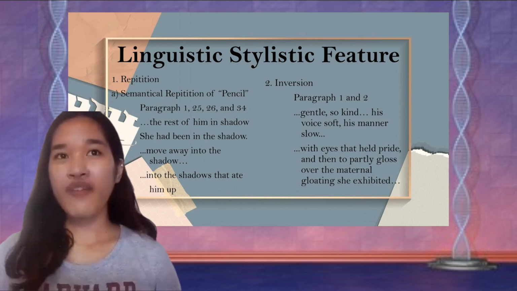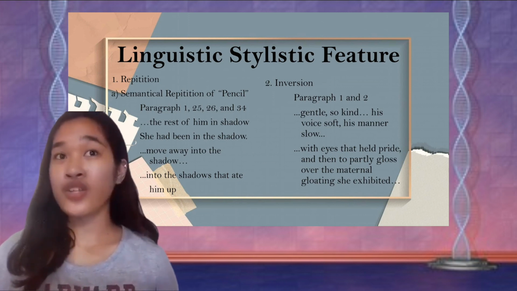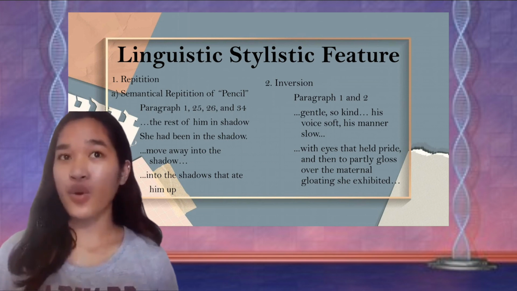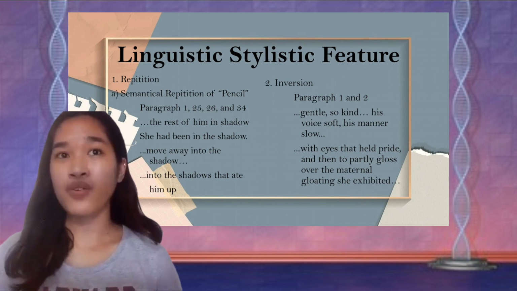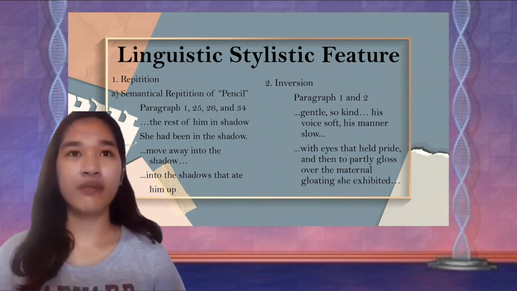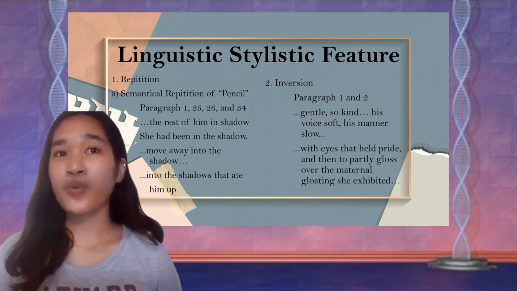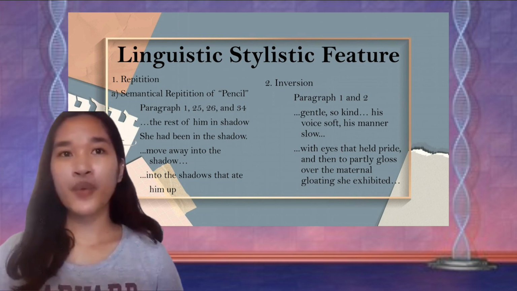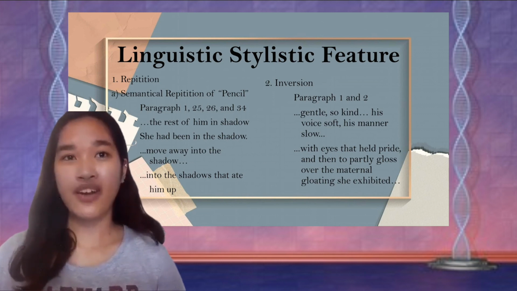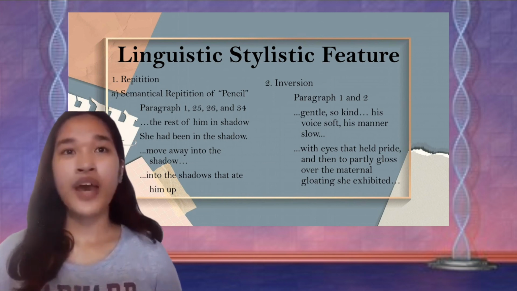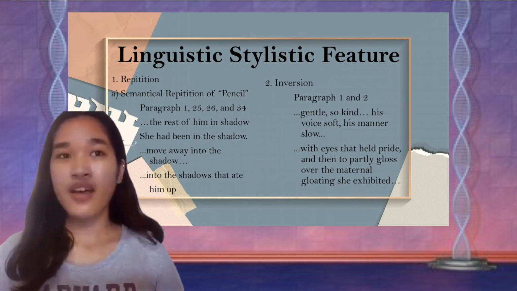Meaning, the author emphasized the juxtaposition of gender stereotype descriptions by portraying the man Vicente as gentle, so kind from paragraph 1, and his voice so soft, his manners low, also from paragraph 1, which is typically shown as a women's stereotype. The woman, the mother, on the other hand, was described as with pride in her eyes from paragraph 2, and gloating she exhibited, also from paragraph 2, which are commonly depicted by the male stereotype.